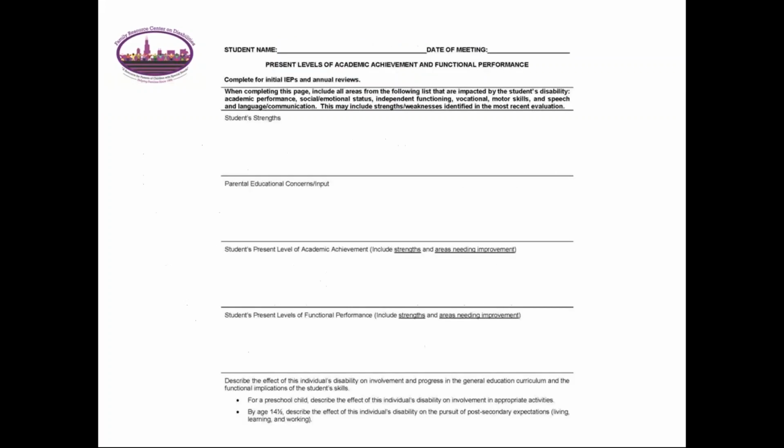We also have to take into consideration, and this is a snapshot of the present level, look what's in it. It has the student strengths, the parent educational concerns, the student present level. Of course, we have to make sure that it's in there, and the impact of the disability. And at 14 and a half, of course, we have to describe the transition planning in the IEP. We also have to make sure to align the student present level information with the following: the content standard and benchmark, annual goals, supplementary aids, and secondary transition.